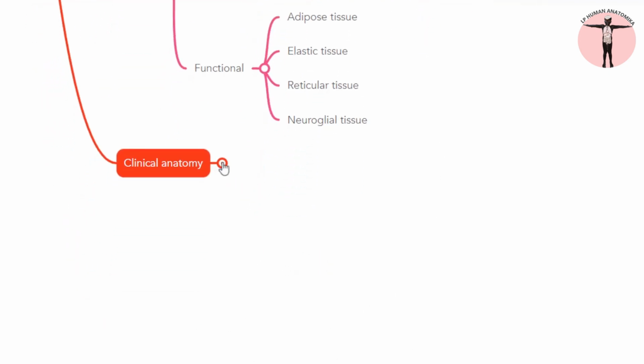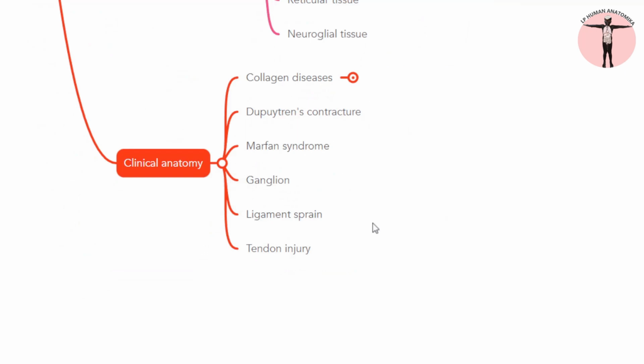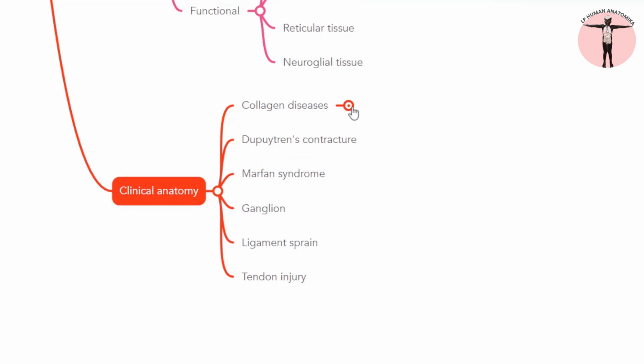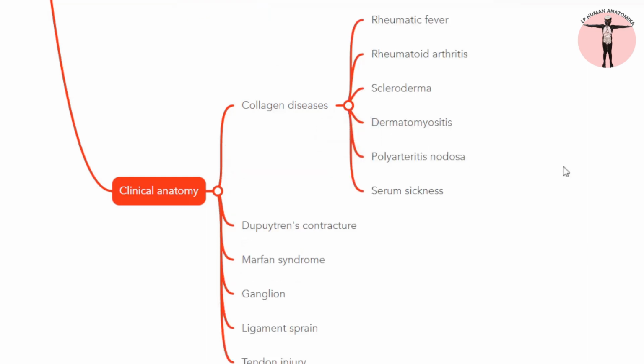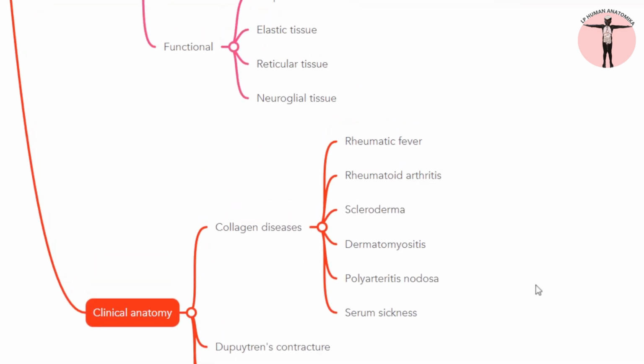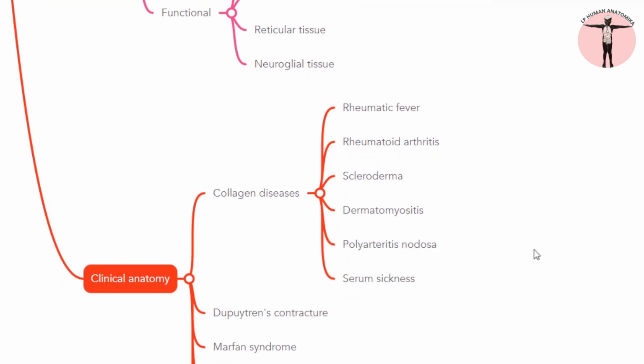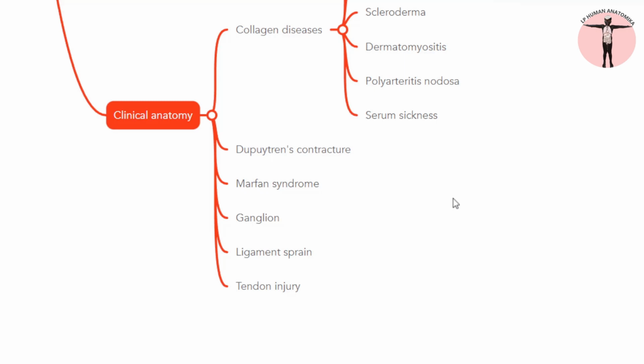Coming to the clinical anatomy, the last part of the connective tissue, it includes the following. Collagen diseases, which are a group of autoimmune diseases. It includes the rheumatic fever, rheumatoid arthritis, scleroderma, dermatomyositis, polyarteritis nodosa, and serum sickness. Apart from the collagen diseases, the other disorders are Dupuytren's contracture, Marfan syndrome, ganglion, ligament sprain, and tendon injury.